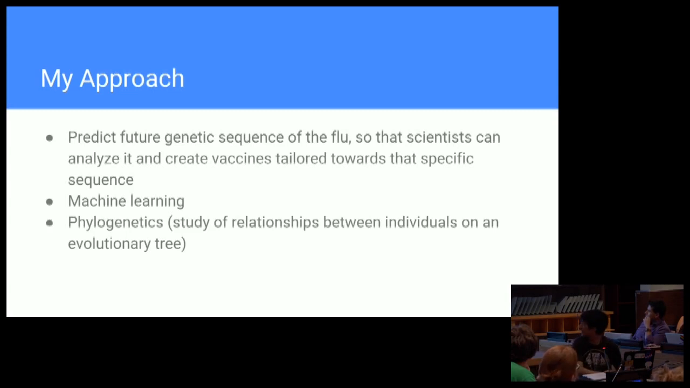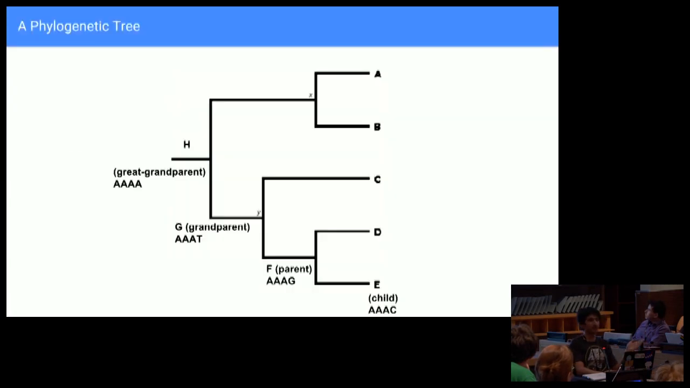So this is my approach. I would first predict future genetic sequences of the flu, and scientists could analyze that, and I would do that using phylogenetics and machine learning. Phylogenetics is the study of the relationships between individuals on an evolutionary tree. So this is pretty much a phylogenetic tree. You've probably seen one of these.